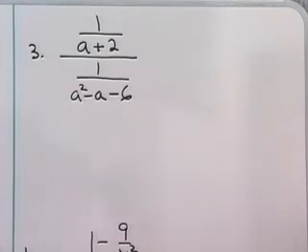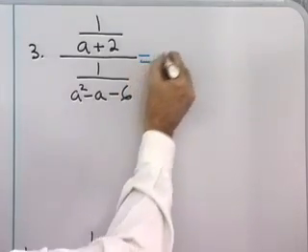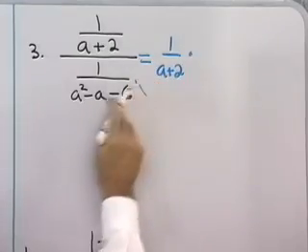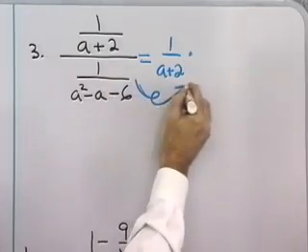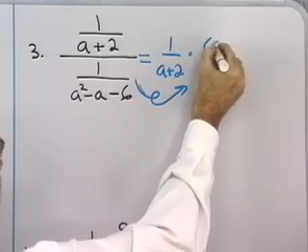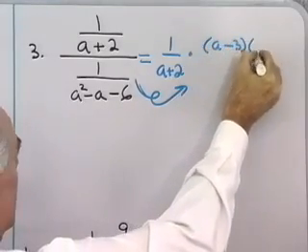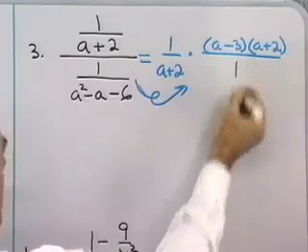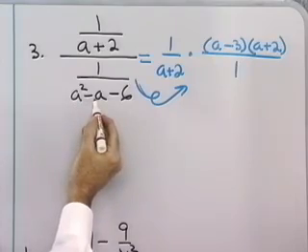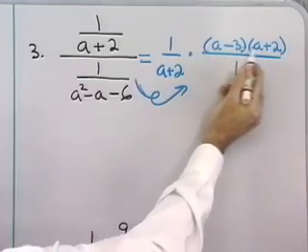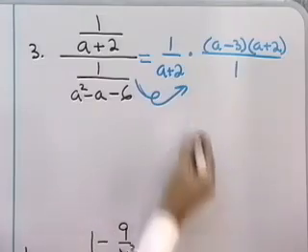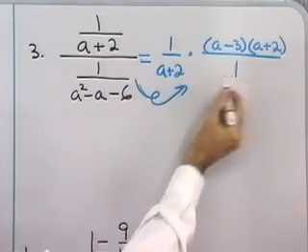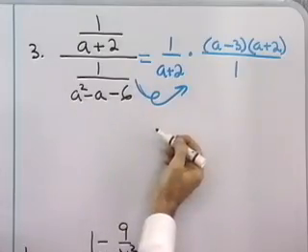This one's all set up to do by division, so let's do that. This is 1 over a plus 2 times, instead of dividing by this, I'm going to multiply by its reciprocal in factored form, a minus 3, a plus 2, all divided by 1. So a squared minus a minus 6 factors into a minus 3, a plus 2. So I did two steps at once. I changed from division to multiplication by the reciprocal, and I factored that expression right there.